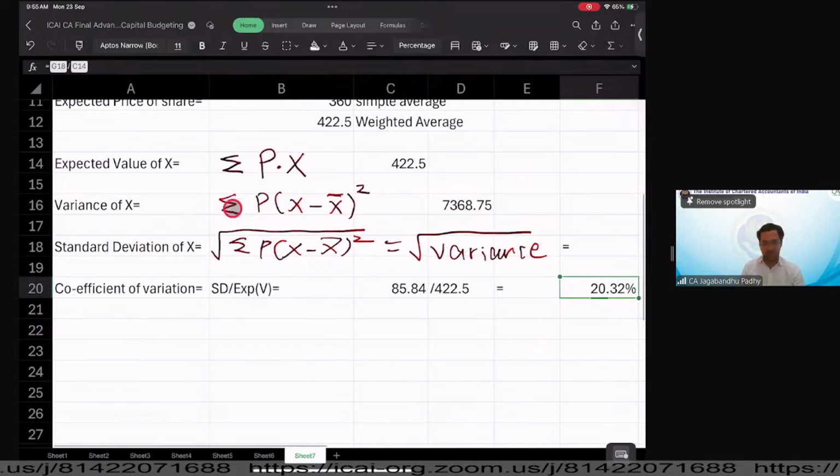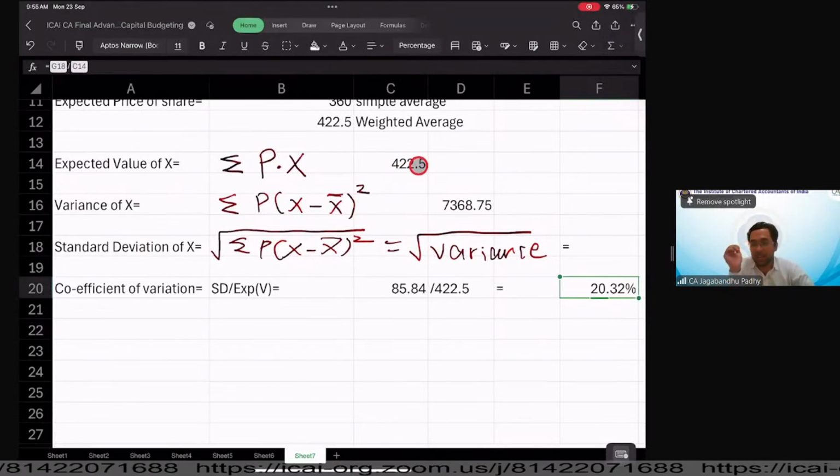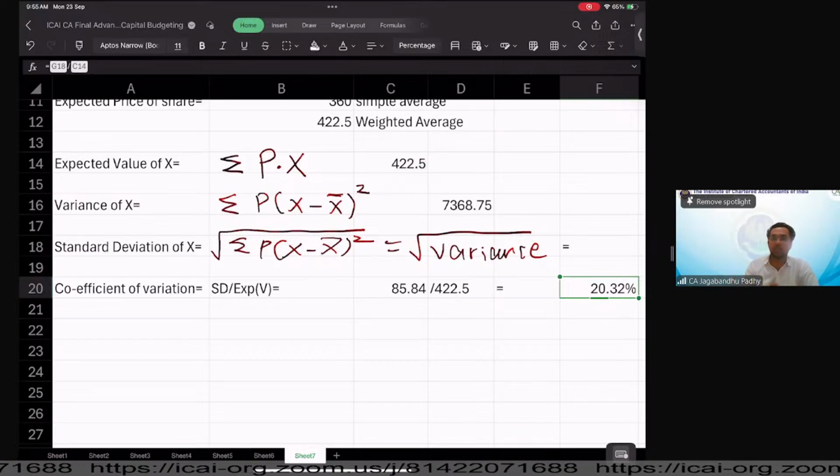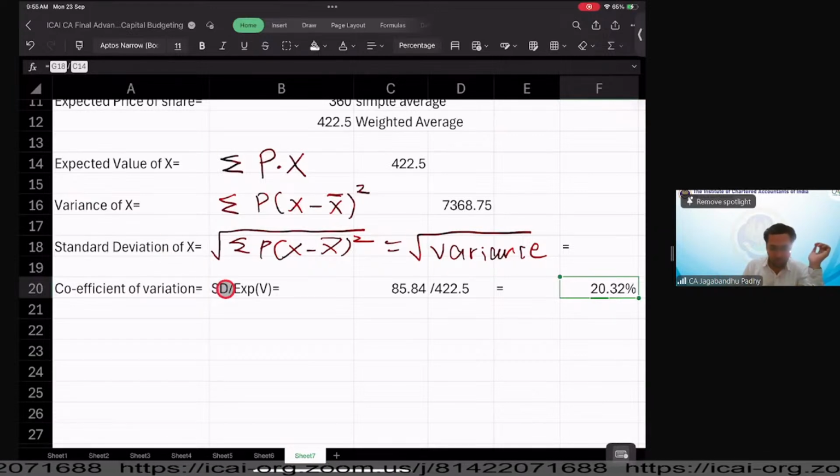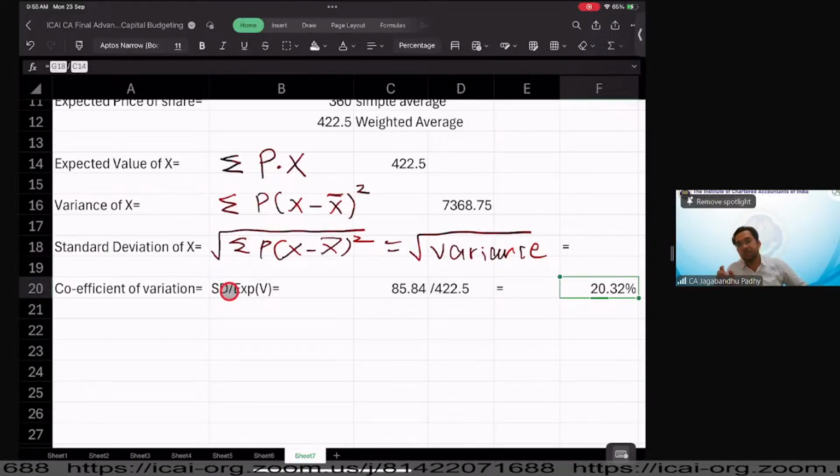This indicates that the expected value is likely to get affected by what percentage? 20.32%. Is this clear, everyone? Yes, so the coefficient of variation is standard deviation upon expected value. We are basically trying to get what percentage the expected value is likely to be affected, and that comes out to be 20.32% in our case.